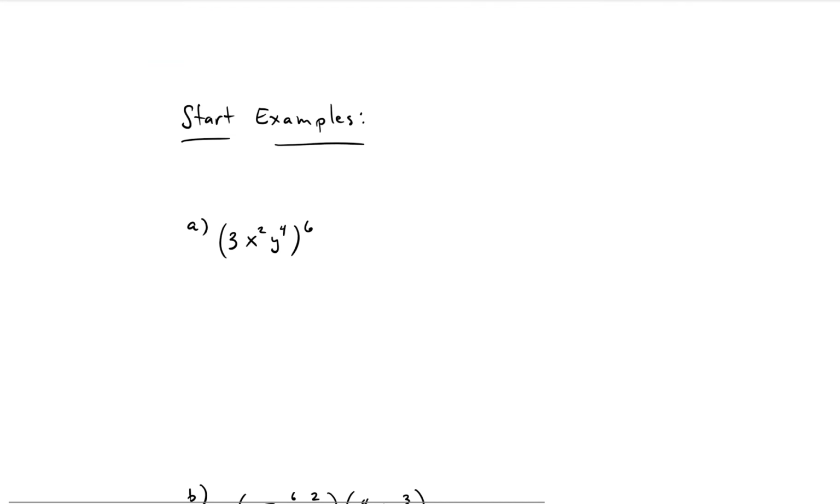So the first thing we do is we look at it, and inside of the parenthesis, we can't do anything to simplify. But we do notice that there's an exponent out front, and that exponent can be applied to each of the items inside. So that means we have 3 raised to the 6th power. We have x squared, all raised to the 6th power. We have y to the 4th power, raised to the 6th power.